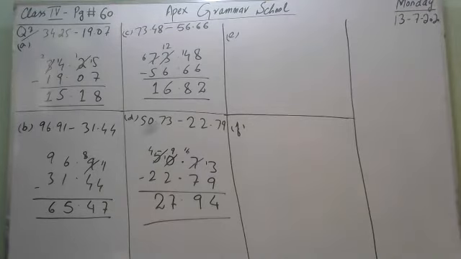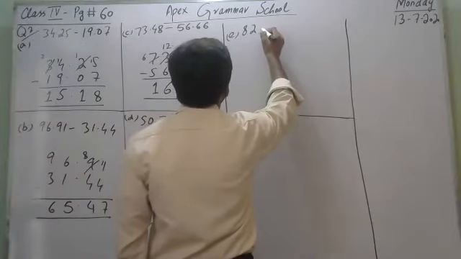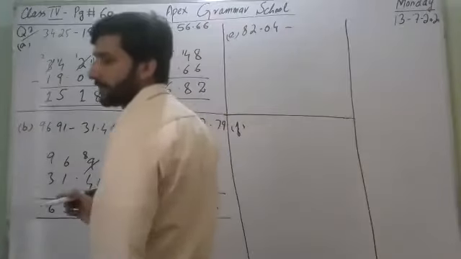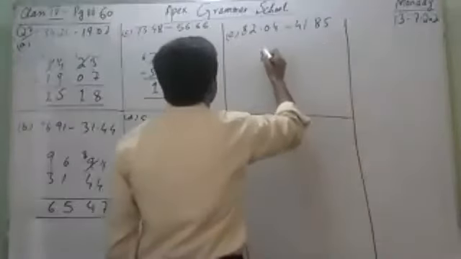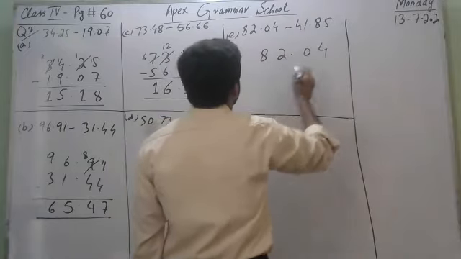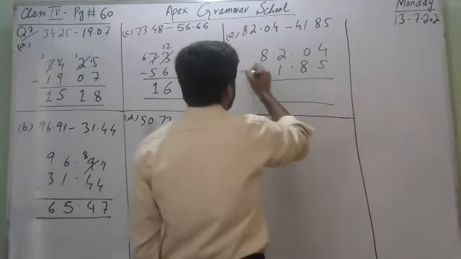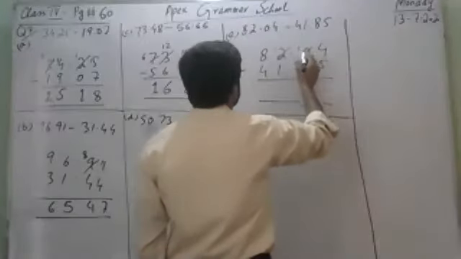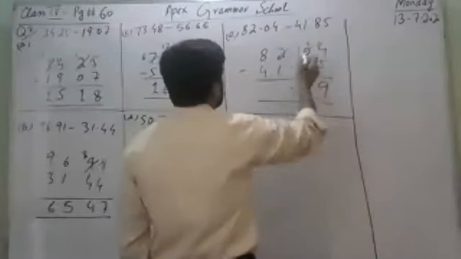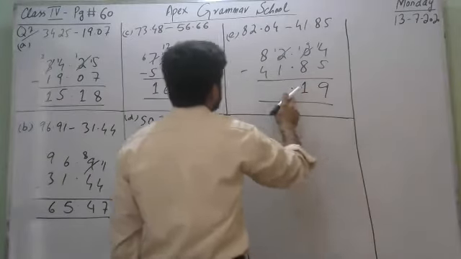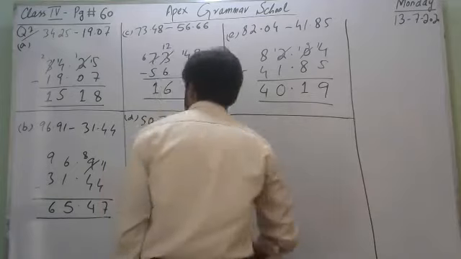E part is 82.04 minus 41.85. 82.04 minus 41.85. 14 minus 5, this is 9. 9 minus 8, this is 1. Decimal as it is, 1 minus 1, this is 0. And 8 minus 4, this is 4.